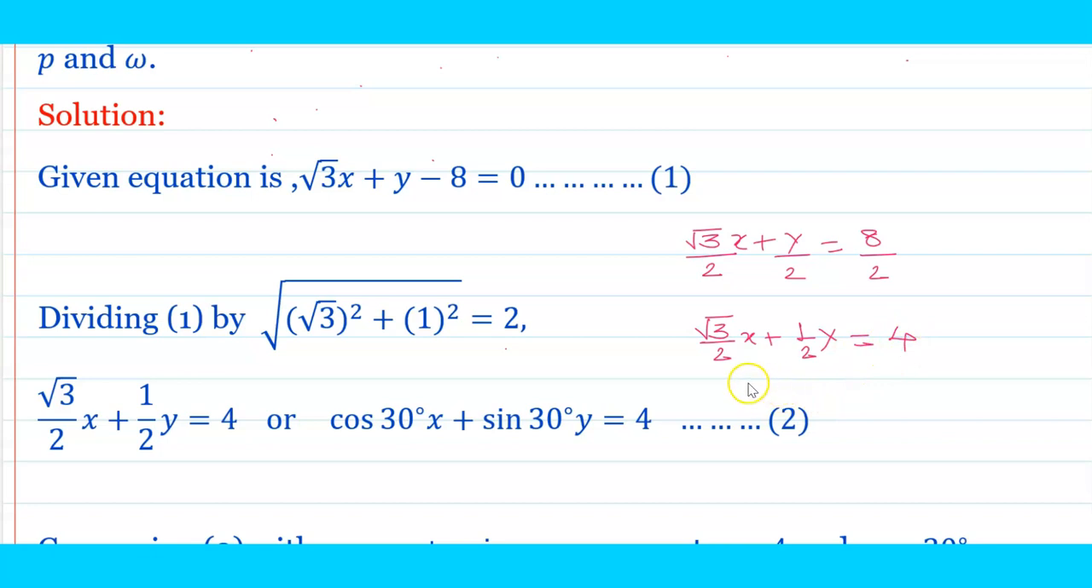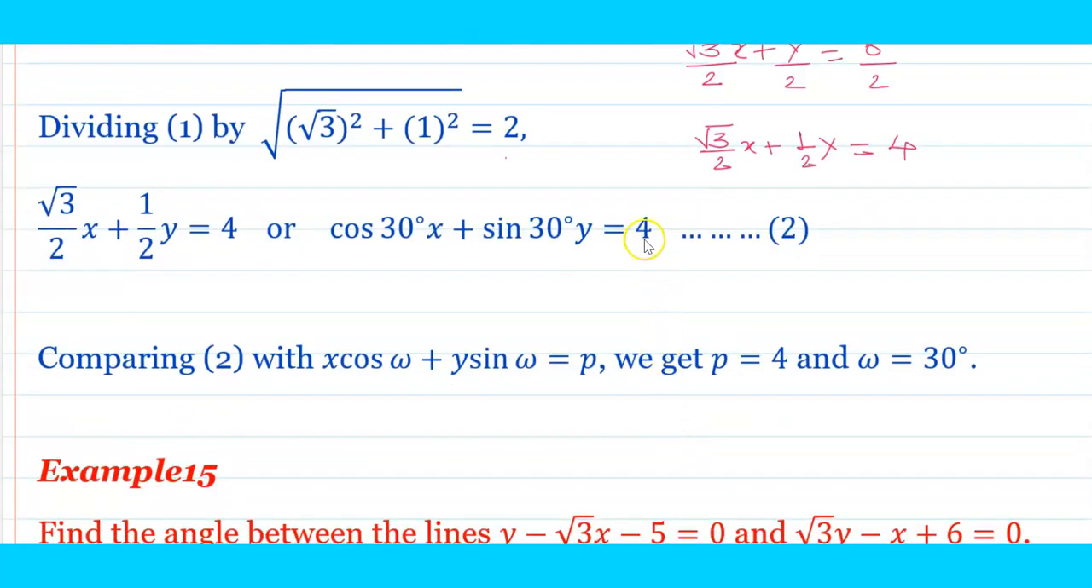Okay, now what is this? This is root 3 by 2, and cos 30 means root 3 by 2, and sin 30 is 1 upon 2. Therefore, we will convert it into this form: cos 30 into x plus sin 30 into y is equal to 4. Now comparing with x cos omega plus y sin omega is equal to p, here p is equal to 4 and omega is equal to 30.